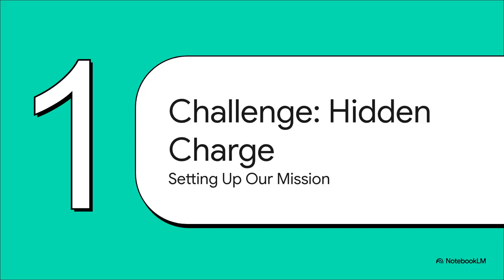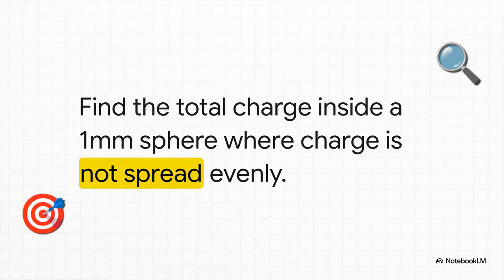First things first. What is our mission? Here it is. We need to find the total electric charge inside a tiny little sphere. And when I say tiny, I mean its radius goes from 0 to just 1 millimeter. But here's the catch, and it's a big one. The charge isn't uniform. That means the simple old density times volume trick, yeah, that's not going to work here.